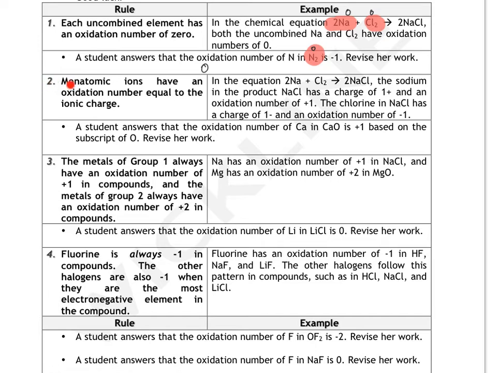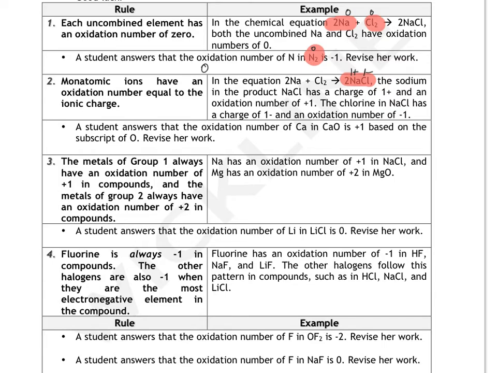Next example. Monatomic ions have an oxidation number equal to the ionic charge. This is very fancy language, but it's basically telling you that an ion's charge is equal to its oxidation number. So for instance, like in this equation, when you look at the NaCl, we know that the sodium ion has a 1 plus charge, and we know that the chloride ion has a 1- charge. And that would mean that the oxidation state is equal to that number, but instead of saying 1+, you'd say +1, and instead of saying 1-, you'd say -1.